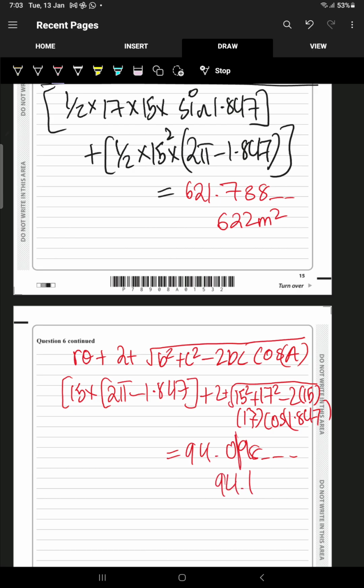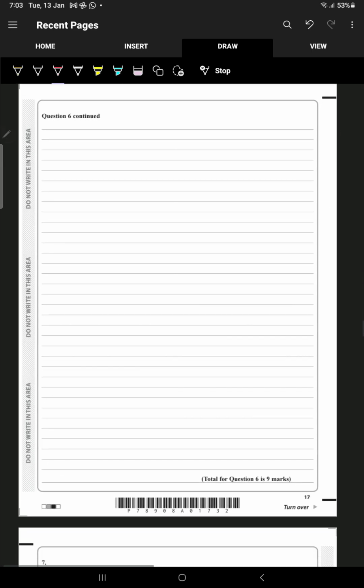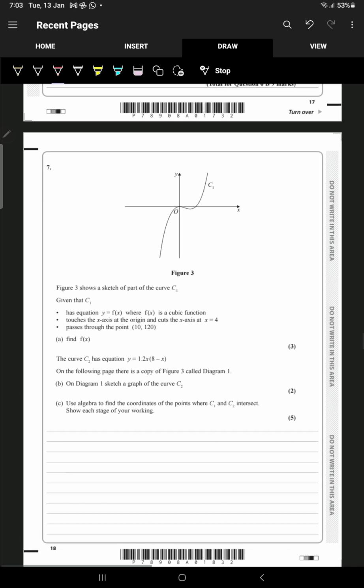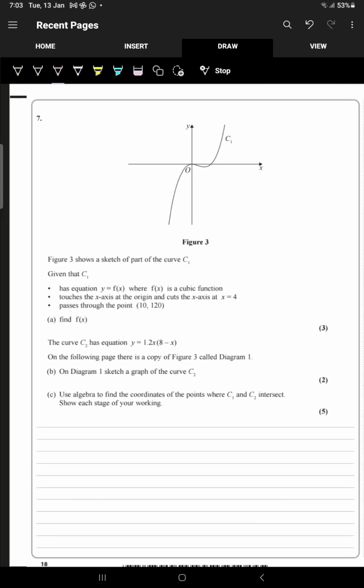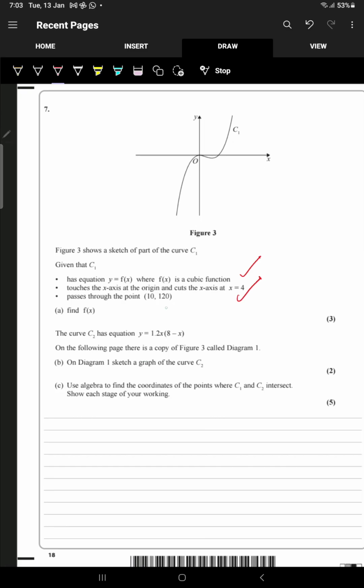All right, so question number 7. We have this function here. It's f(x), a cubic function. It touches the x-axis and cuts the x-axis at x equals 4. It touches and it passes through this point. Find f(x).